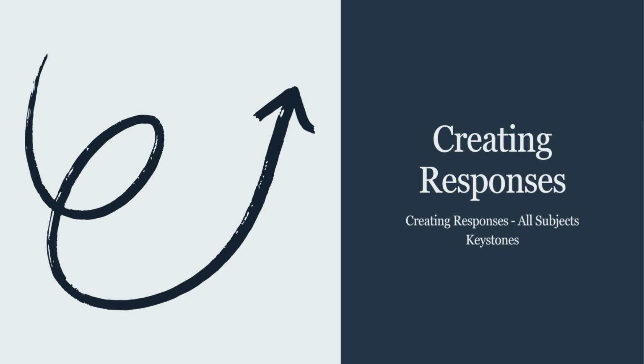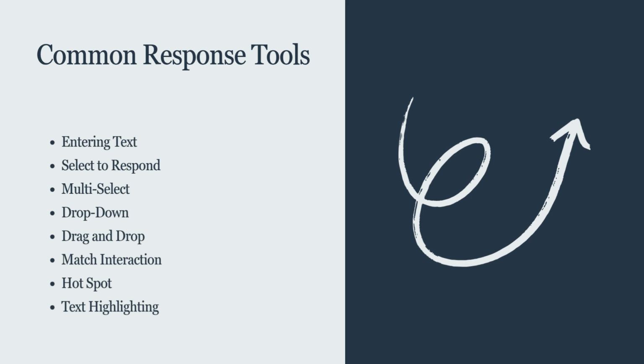In this section, you'll be learning about creating responses that are used in all subject areas of Keystone testing. On the Keystone exams, you will use a variety of response tools to answer different types of questions. These include entering text, selecting answers, using drop-down menus, dragging and dropping items, matching responses, selecting hot spots, and highlighting text. Each tool is designed to help you show your understanding in different ways. Let's take a look at each one.